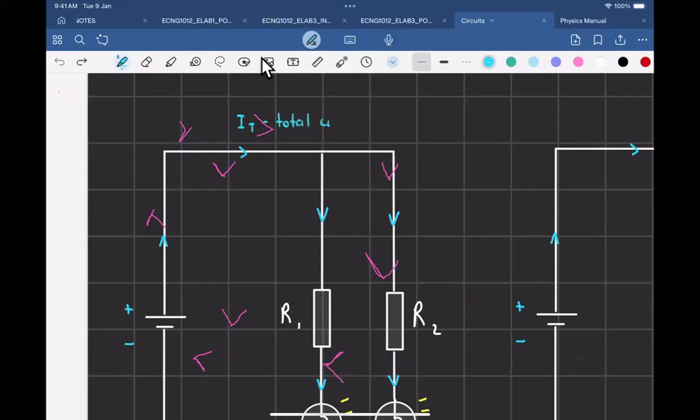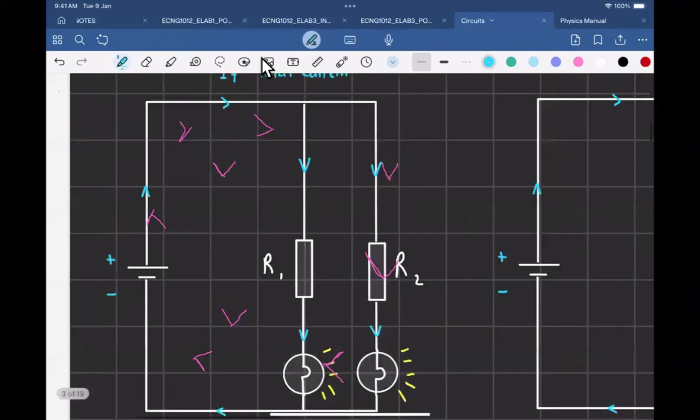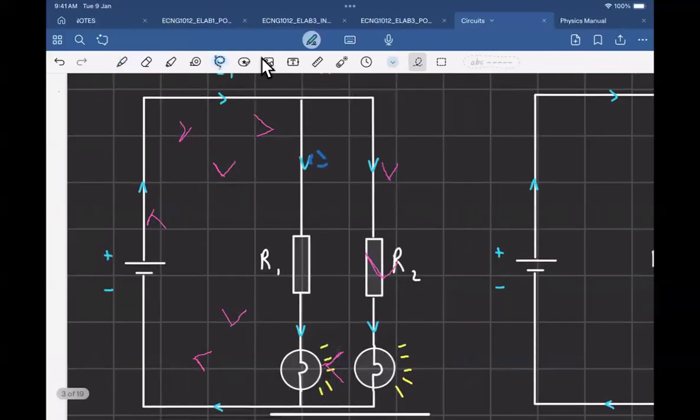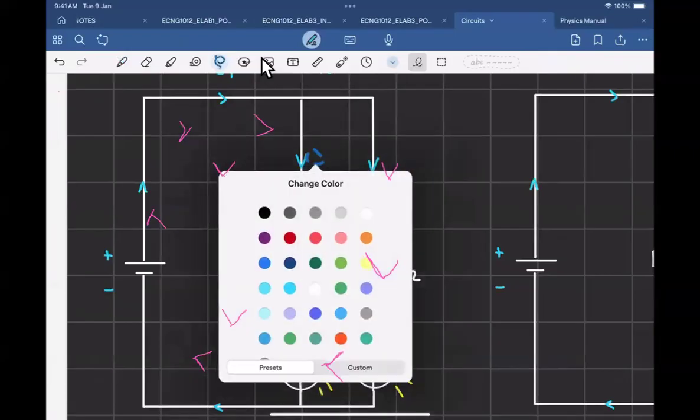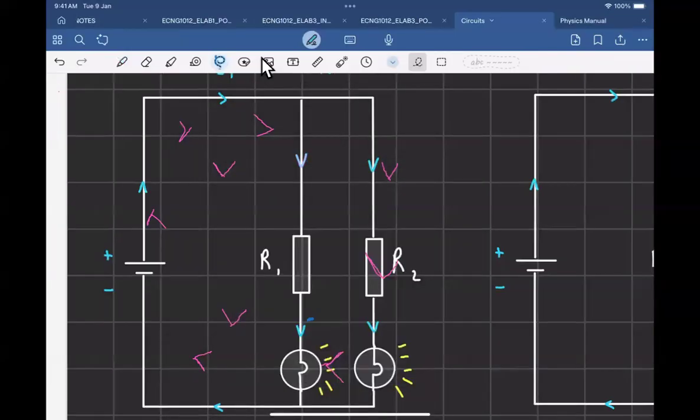What do you say? IT. That's the total current before it. Before it what? Before it resistance. Before it what?